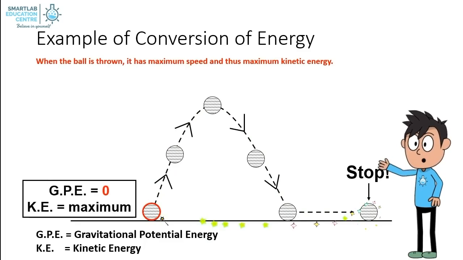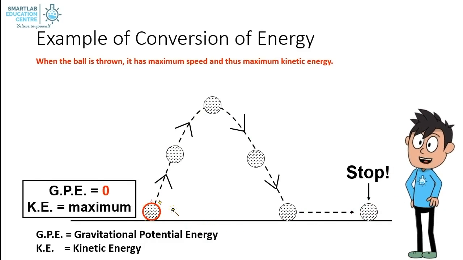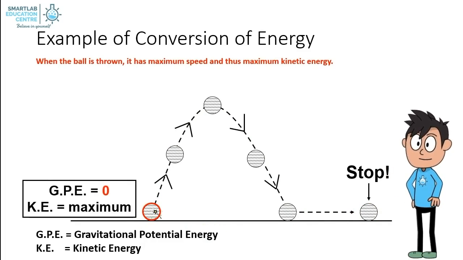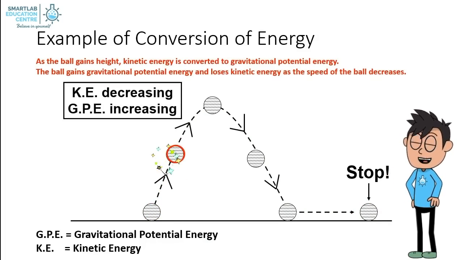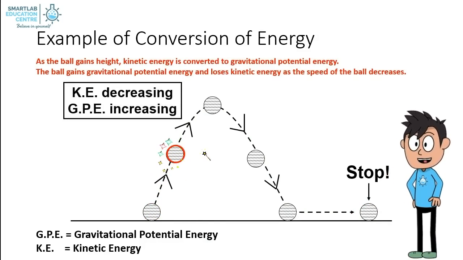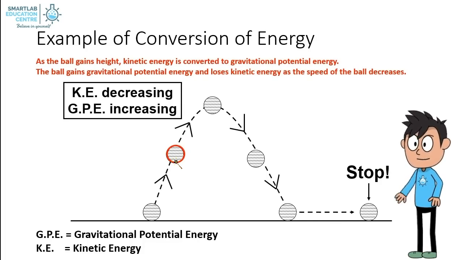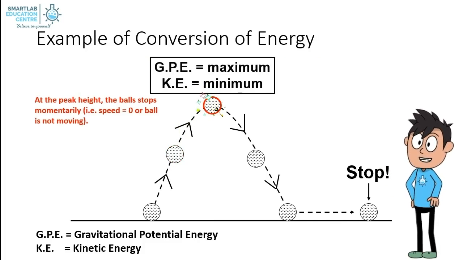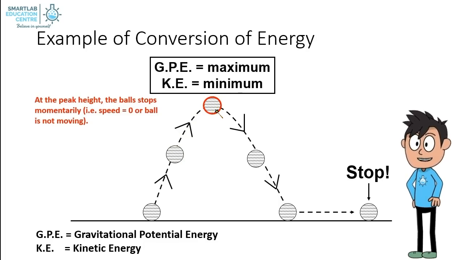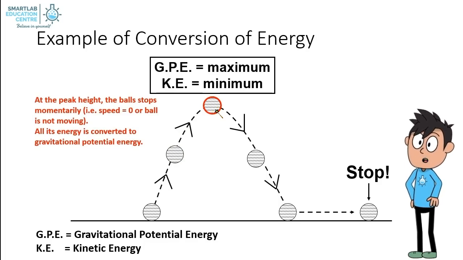When the ball is thrown, it has maximum speed, and thus maximum kinetic energy. As the ball gains height, kinetic energy is converted to gravitational potential energy. The ball gains gravitational potential energy, and loses kinetic energy, as the speed of the ball decreases. At the peak height, the ball stops momentarily, and the speed of the ball is zero, or the ball is not moving. All its energy is converted to gravitational potential energy.